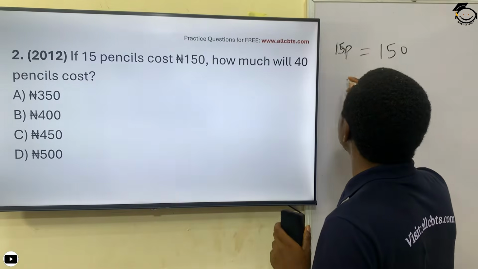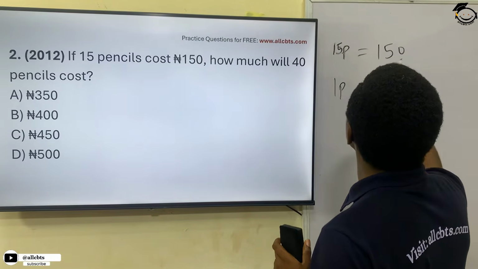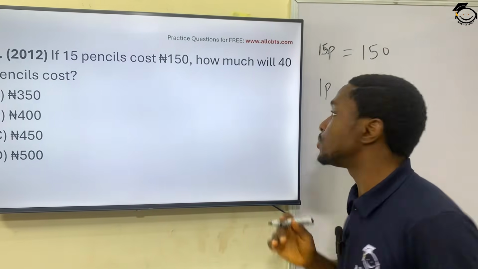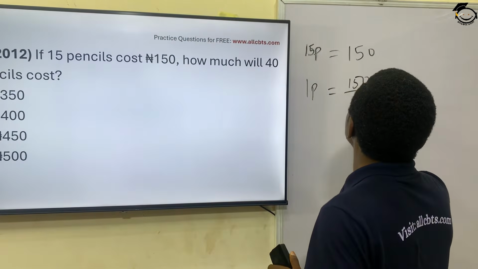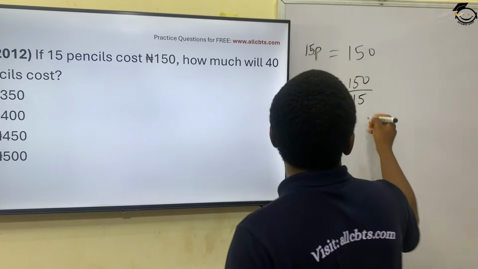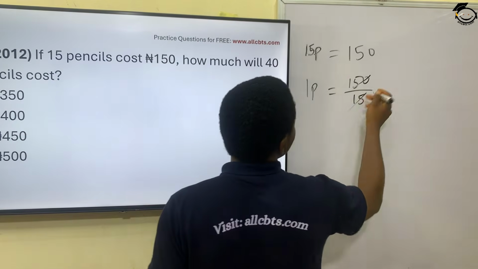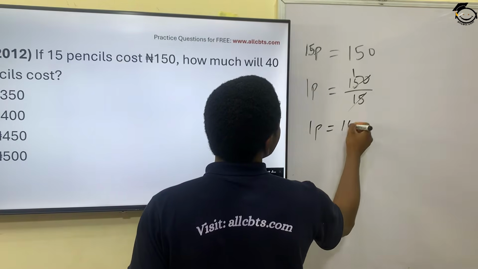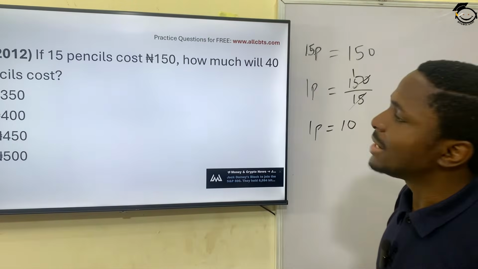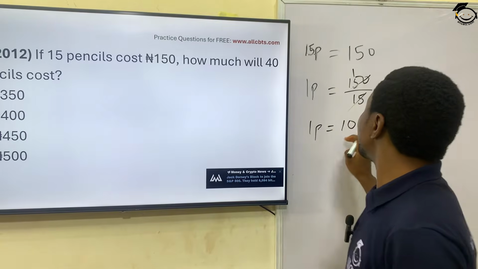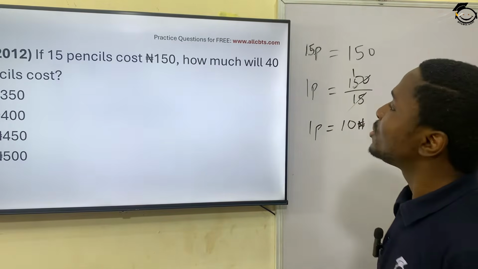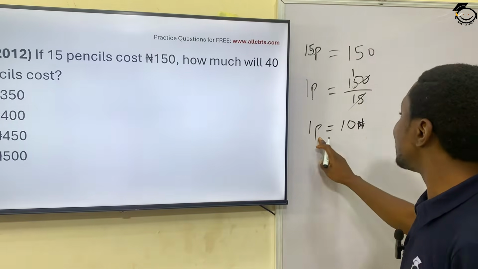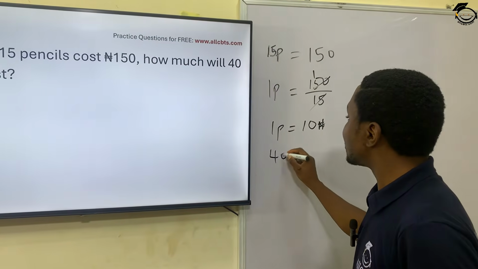To know the price of 1 pencil, all you need to do is divide 150 by the number of pencils, 15. So 150 divided by 15. When you divide it, you would have 10. 1 pencil will cost 10 naira. So how much will 40 pencils cost? That's easy. If 1 pencil costs 10 naira, 40 pencils will cost what?